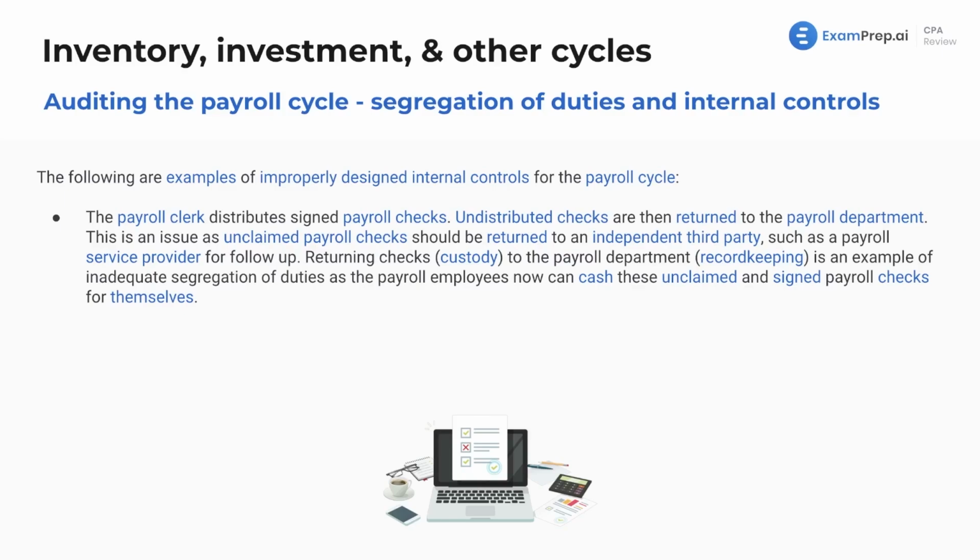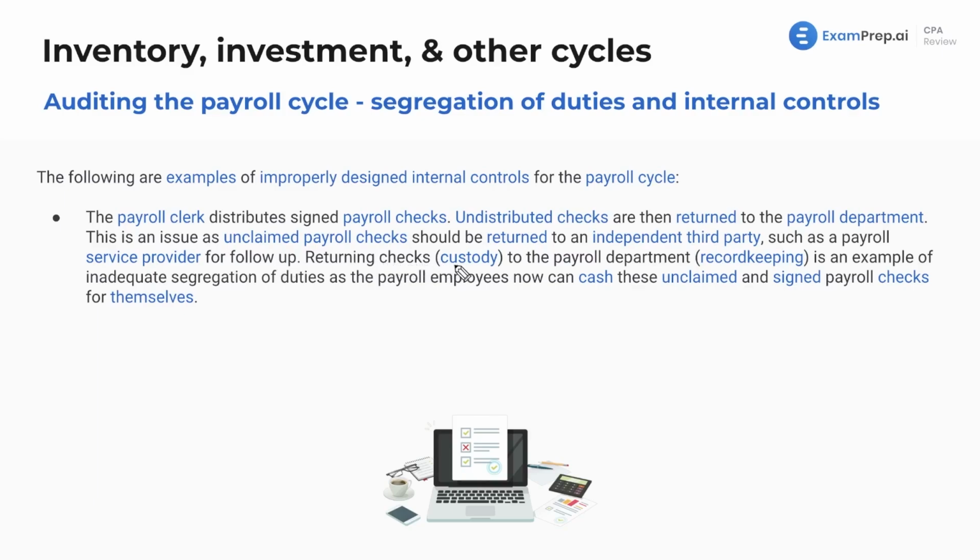Segregation of duties, more so internal controls here. Let's talk about this. The payroll clerk is going to distribute signed payroll checks. Undistributed checks are then returned to the payroll department. This is an issue, as unclaimed payroll checks should be returned to an independent third party, such as a payroll service provider, for follow-up. If we think about how it works, with ADP, if a check is not claimed, ADP is in possession, and obviously they would reconcile that. They would figure out what happened.